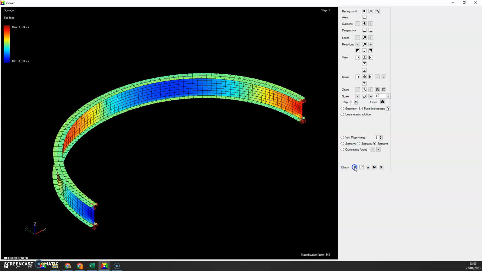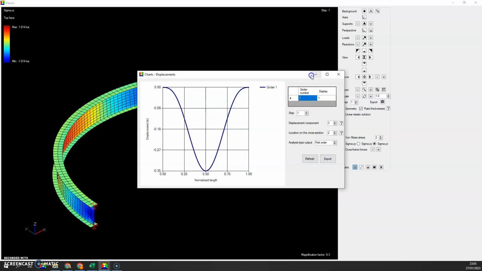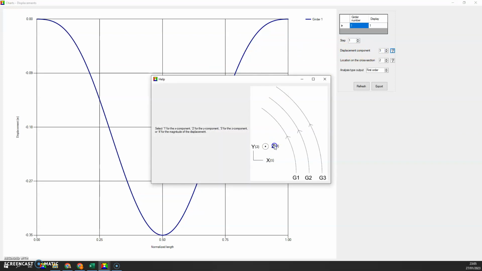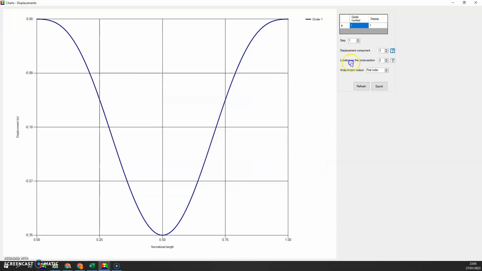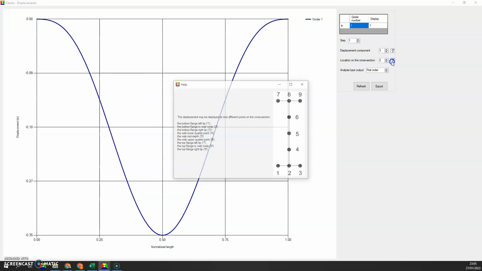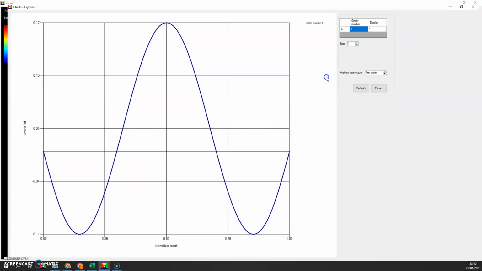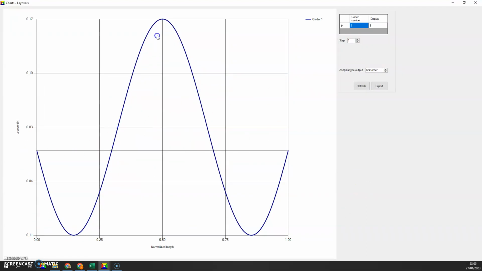Other things we can look at are some charts. We can plot some charts. This is displacement component 3, so that's the z or vertical component of the displacement vector at cross-sectional node number 2. That would be this node here, the bottom flange. We can look at the layovers, which is the relative displacement in inches between the top flange and the bottom flange.